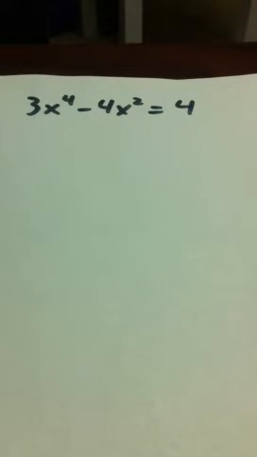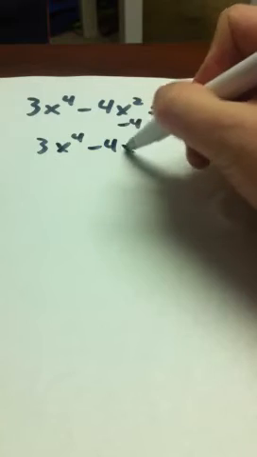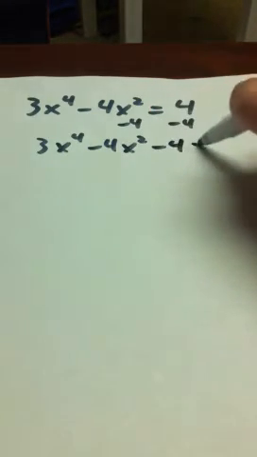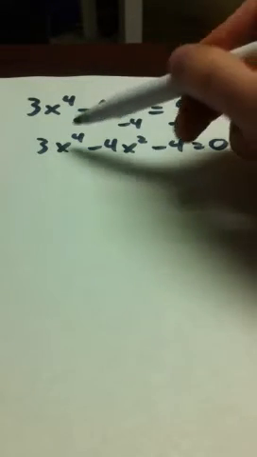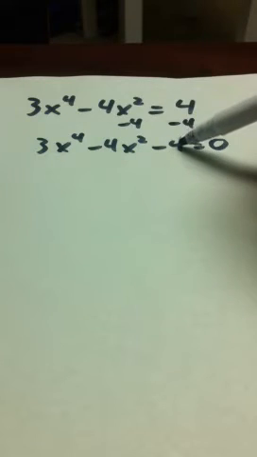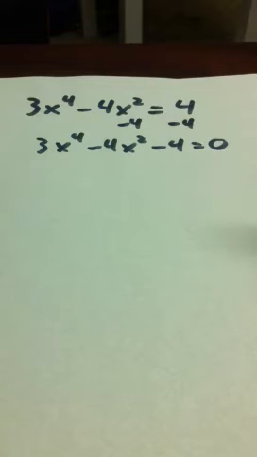So let's look at a second example of this. I got 3x to the fourth minus 4x squared equals 4. Again, I've got three terms, but it's not equal to 0. So I've got to subtract that 4 over to the other side. So now I get 3x to the fourth minus 4x squared minus 4 equals 0. So again, one of the ideas from here is I can try to factor it like it's a quadratic in nature. It's got, again, three terms, constant as the last one. The middle power is half of the leading term's power or exponent, so that seems to work.